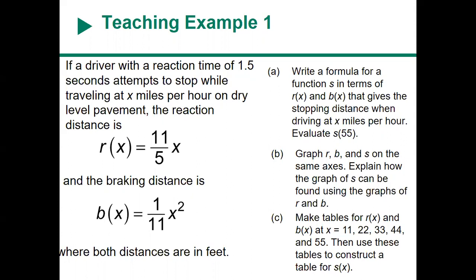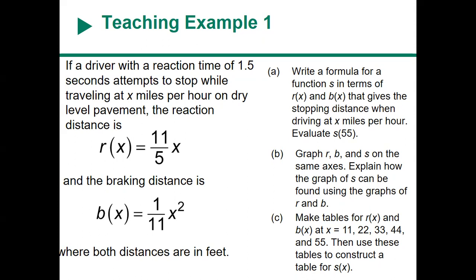So if a driver with a reaction time of 1.5 seconds attempts to stop while traveling at X miles per hour on dry level pavement, the reaction distance is modeled here with R of X equals 11 divided by 5 times X, okay? The braking distance is B of X equals 1 over 11 X squared, okay? Where both distances are in feet. So write a formula for a function S in terms of R of X and B of X that gives the stopping distance when driving at X miles per hour, okay?